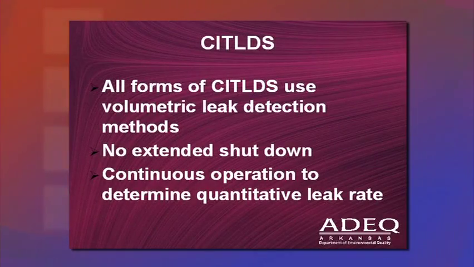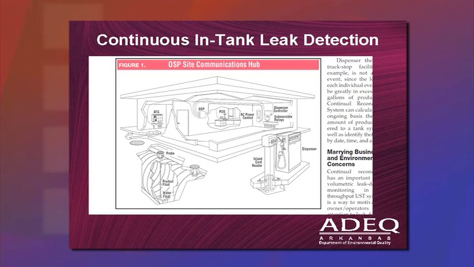You just need to know that they had to come up with a method because there's no extended shutdown at these particular facilities. So they had to come up with a way to do release detection, and this was it. Basically, everything at the facility is all hooked together, continuously looking for a release at that 0.2 gallon per hour leak rate.